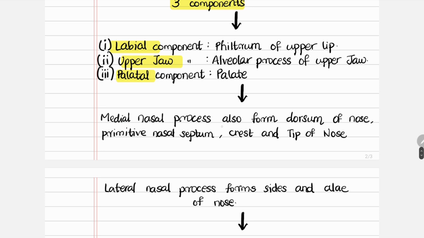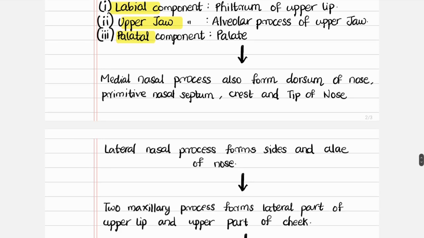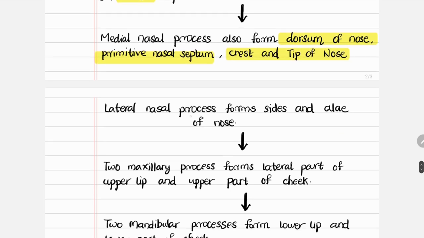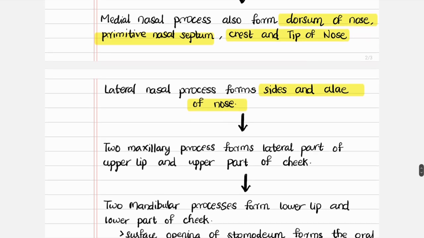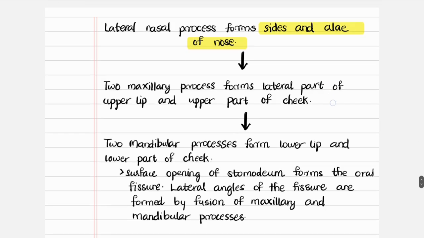Then the medial nasal process also forms the dorsum of the nose. We have to write what the medial nasal process and lateral nasal process become. The medial nasal process forms the dorsum of nose, primitive nasal septum, crest and tip of nose, while the lateral nasal process forms the sides and alae of the nose. In the human face we can imagine the nose: the medial nasal process forms the dorsum and the primitive nasal septum, the middle part, then the crest and tip of the nose. The lateral nasal process forms laterally the sides and ala of the nose.